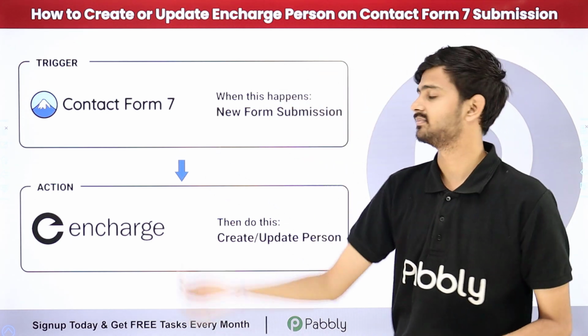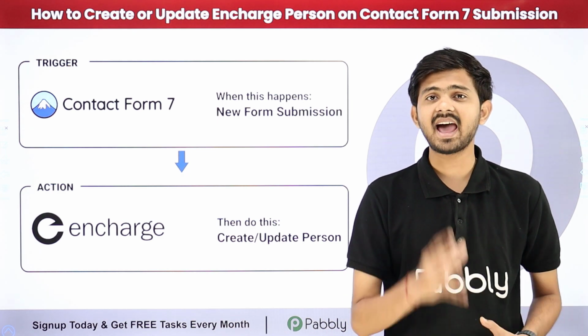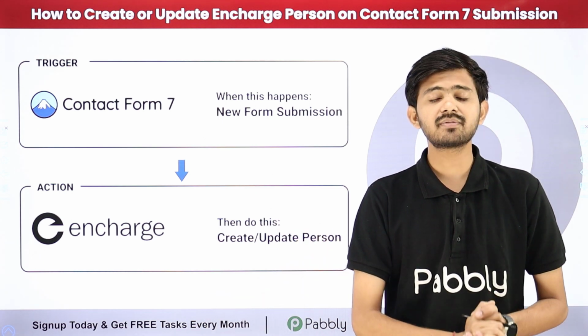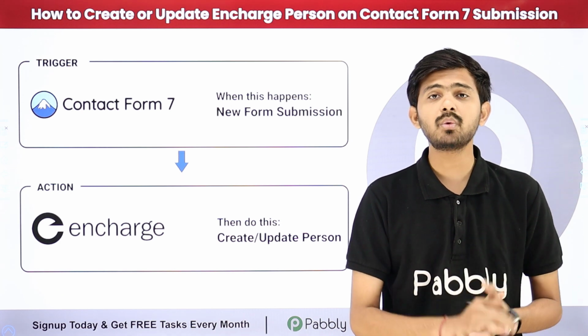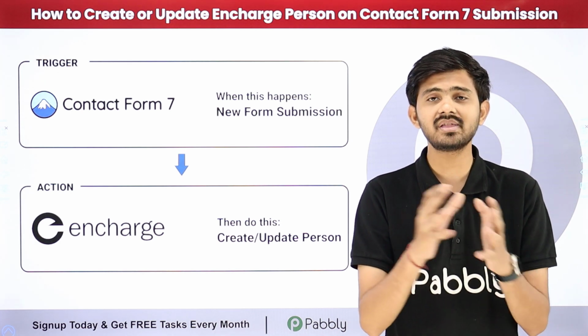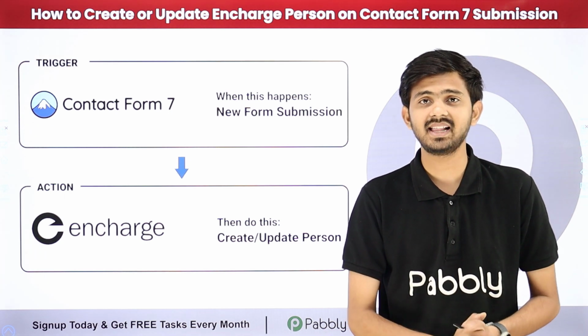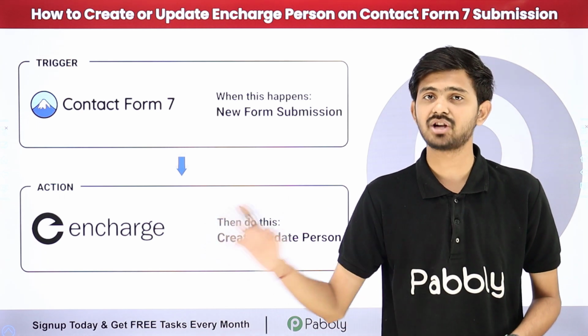form 7 submission. So here I'm running an event planning and management company and I have created a lead form by using contact form 7. So by using this form submission, I'm going to get all the lead details, and now I want to automatically use these lead details so that I can send some follow-up emails, and by using those details I want to create a new person or update the existing person in Encharge.